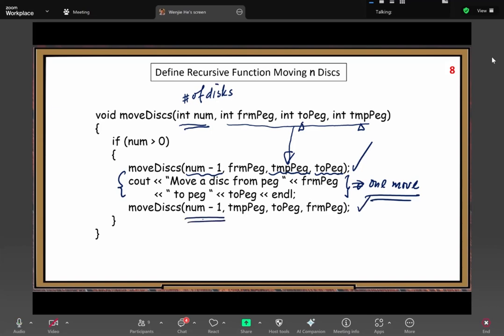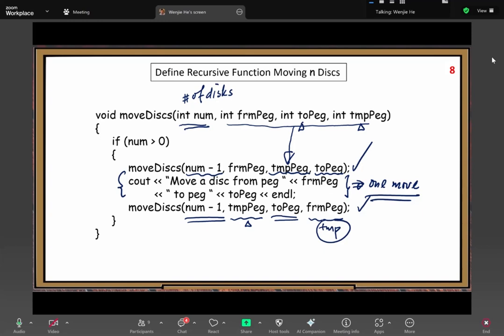Also the n-1 solution, and you need to change the roles of your 3 pegs. The temporary one you use as the beginning peg. The destination is the real destination peg, but the from peg you use as the temporary. So you arrange them in that way.